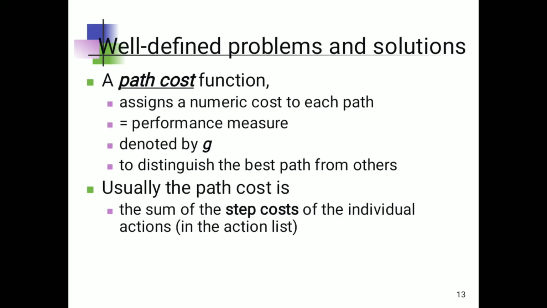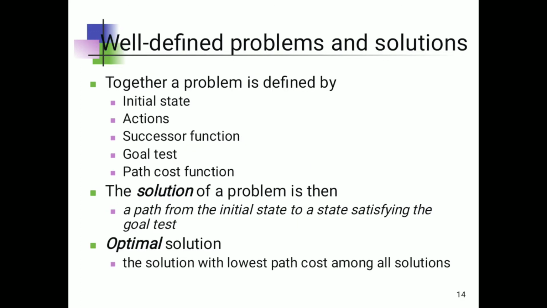Then usually the path cost is the sum of the step costs of the individual actions. So if there are more than 2 actions, then the cost of the one action, plus the cost of the second action, plus the cost of the third action. So the addition of these 3 costs becomes my final path cost. So together a problem is defined by initial state, actions, successor function, goal test and the path cost function.